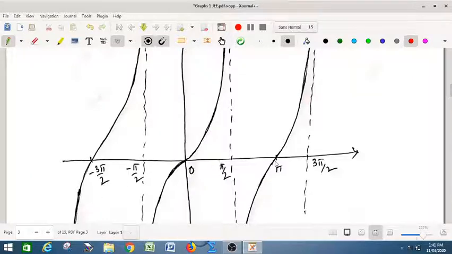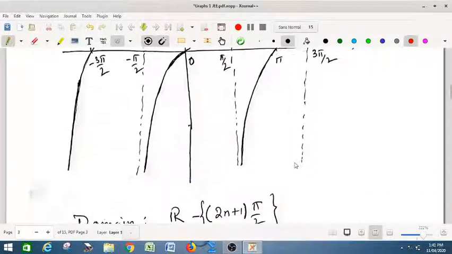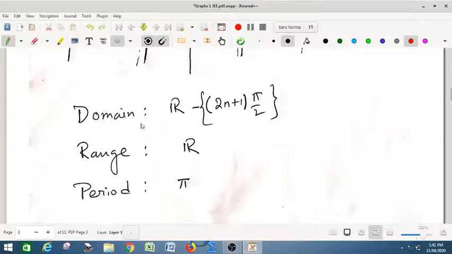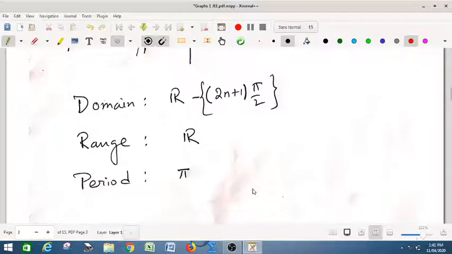Similarly, you have similar branches at 3 pi by 2. So it has a discontinuity at minus pi by 2, pi by 2, 3 pi by 2, etc. So for tan x we can say the domain of tan x is R minus (2n plus 1) pi by 2, those are the discontinuous points, and the range is the whole real line because the lower branch goes to minus infinity, the upper branch goes to infinity, and the periodicity is pi.